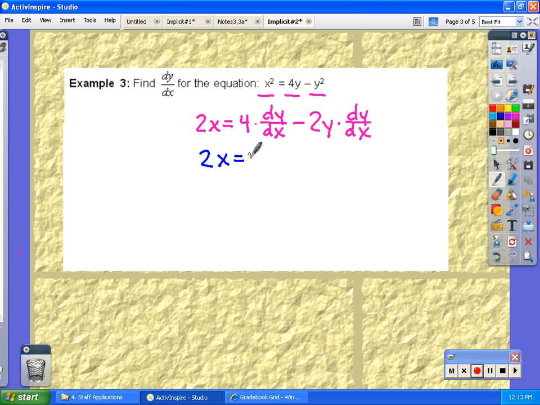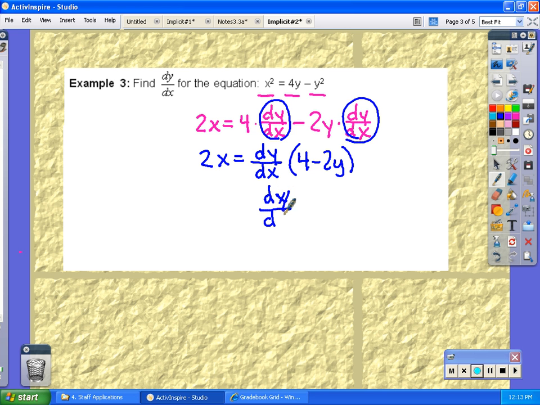In this case, we are going to factor, since we have 2 terms with the dy over dx, we need to factor that out, and that leaves 4 minus 2y. And then the last step would be to divide both sides by 4 minus 2y.